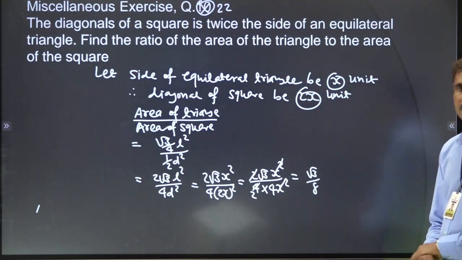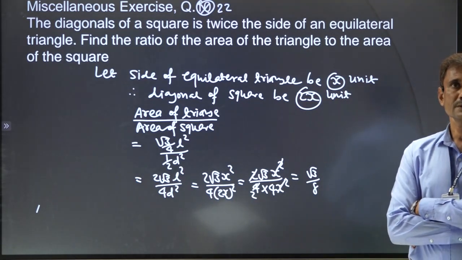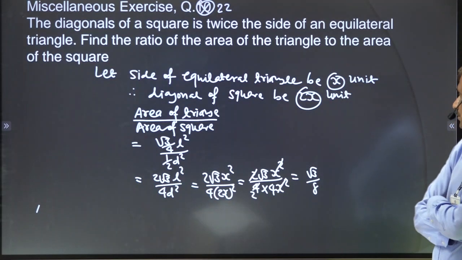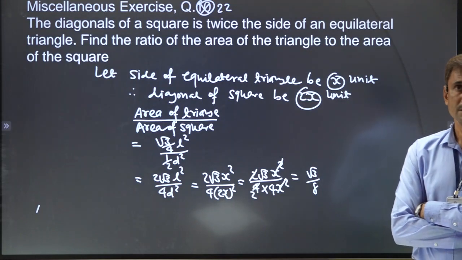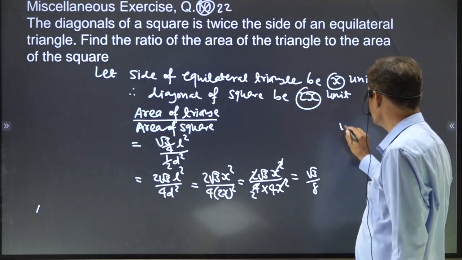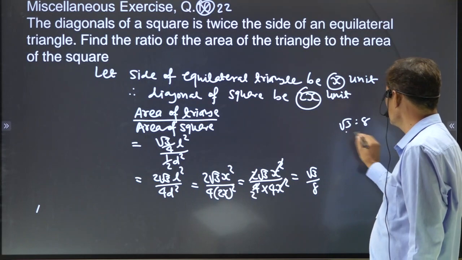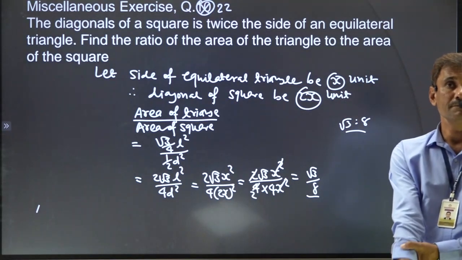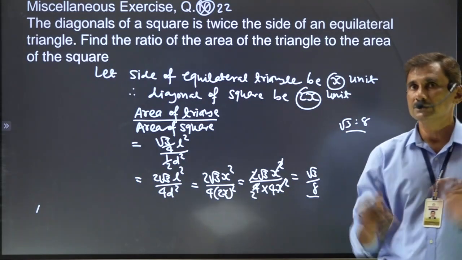And at last you can give a statement also. Therefore, the ratio of the area of the triangle to the area of the square is root 3 is to 8. You can write it both ways, this way also and this way also. Both are same. A ratio can be denoted by P by Q form as well as P is to Q form.